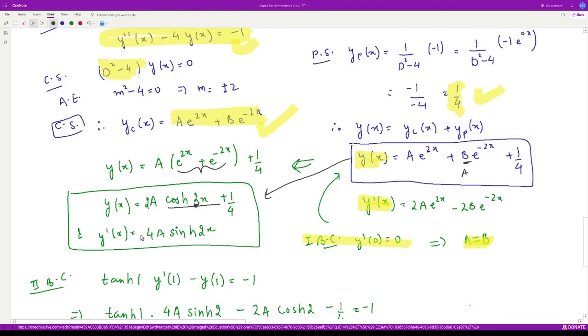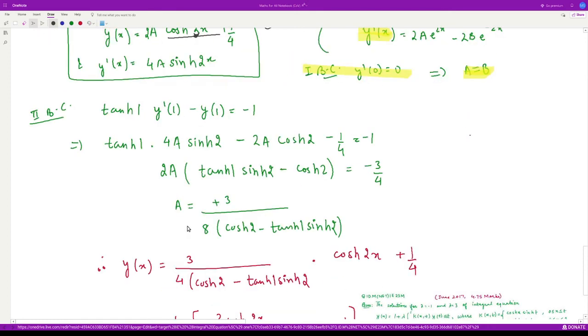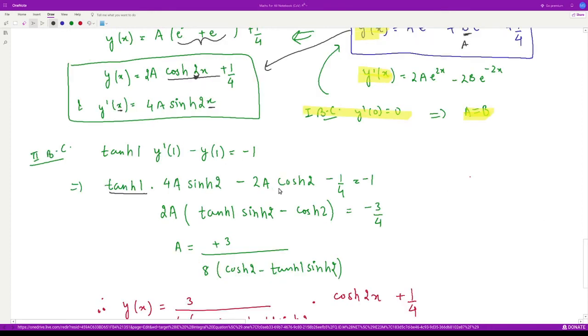Let me use the second boundary condition now. The second boundary condition was tan hyperbolic 1 times y'(1) minus y(1) is equal to minus 1. So tan hyperbolic 1 as such, y'(1). Replacing 1 here and here, we have 4a sin hyperbolic 2 minus y(1). What is y? Our y is 2a cos hyperbolic 2 into 1, so it will be just 2, and minus 1 by 4, because we are talking about minus y(1), is equal to minus 1.